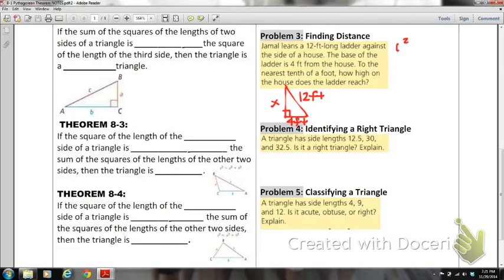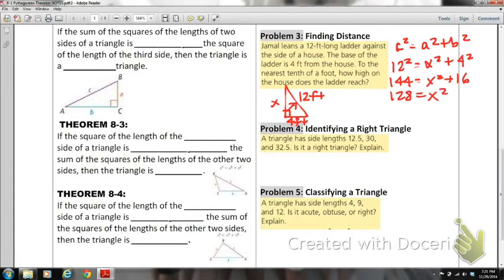So c squared is equal to a squared plus b squared. Once again, your c squared is your hypotenuse, which is opposite the right angle. So c squared is 12 squared, and that's going to be equal to x squared plus 4 squared. So that's 144 equals x squared plus 16. Subtract the 16 from both sides, you get 128.